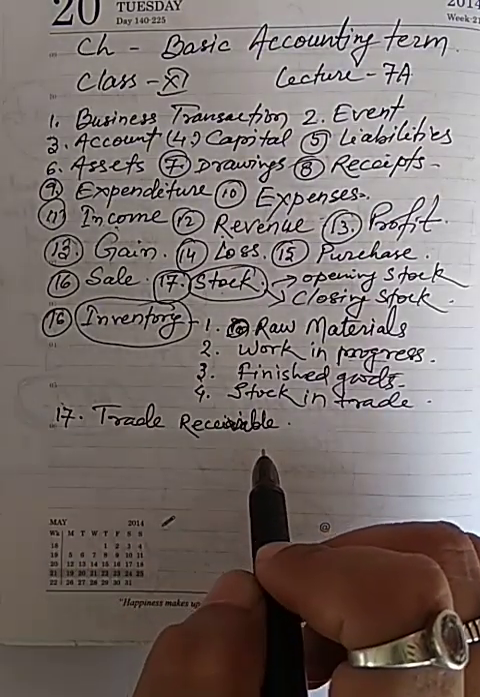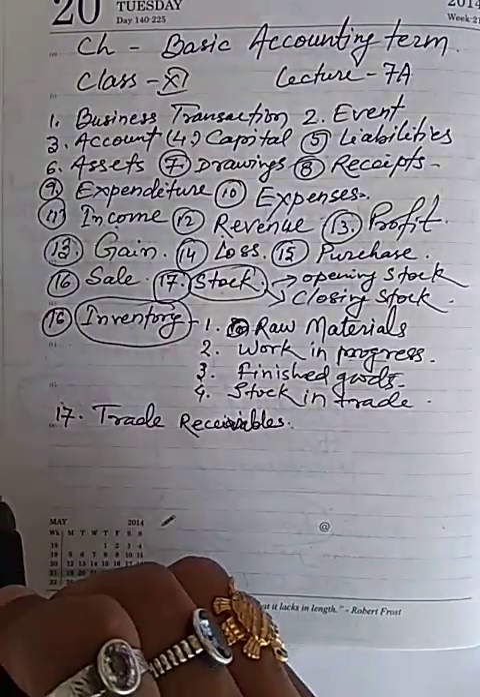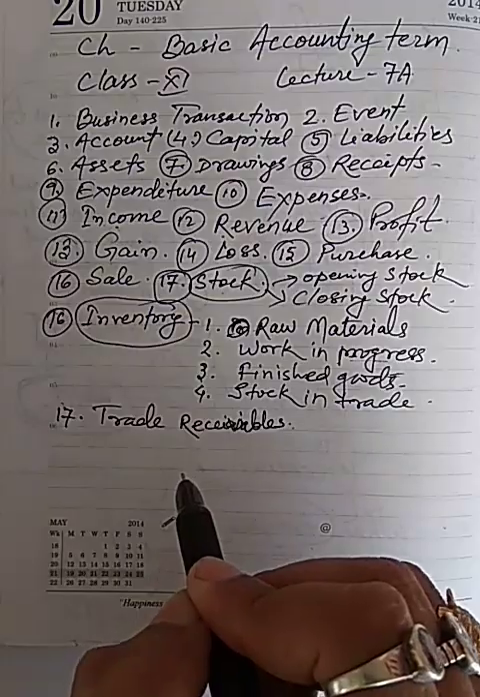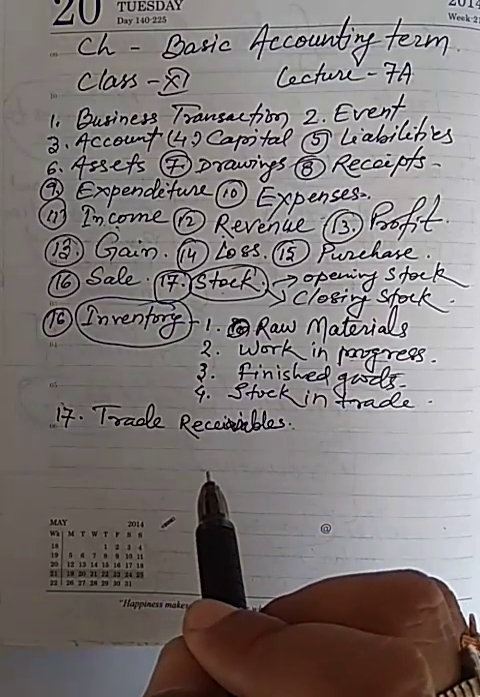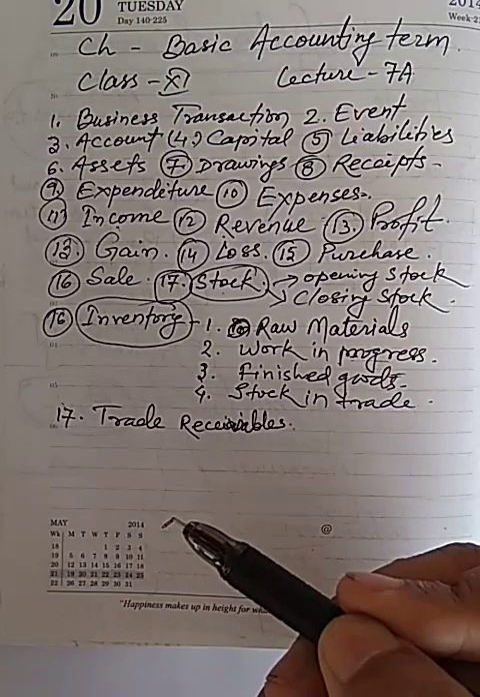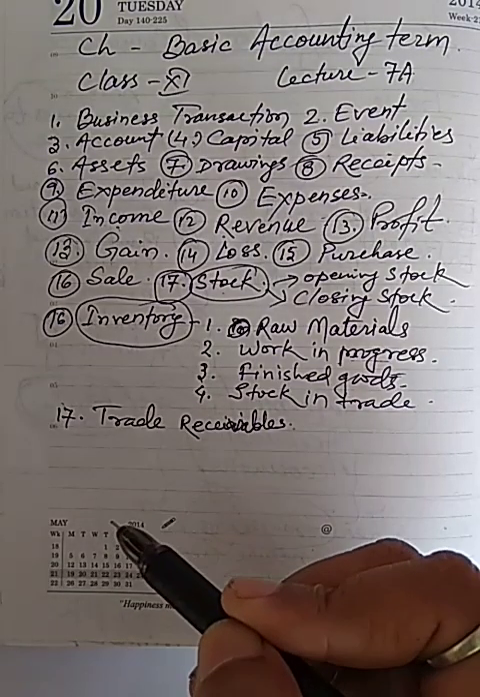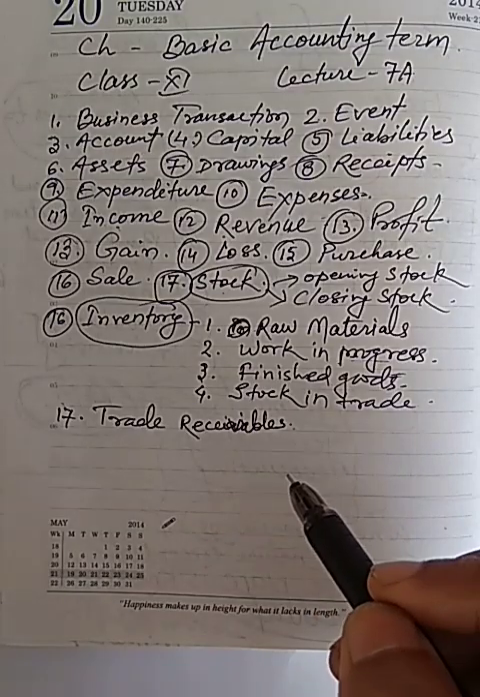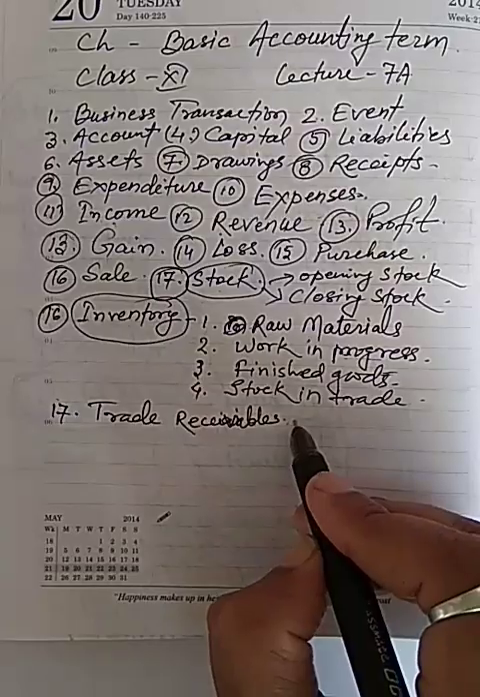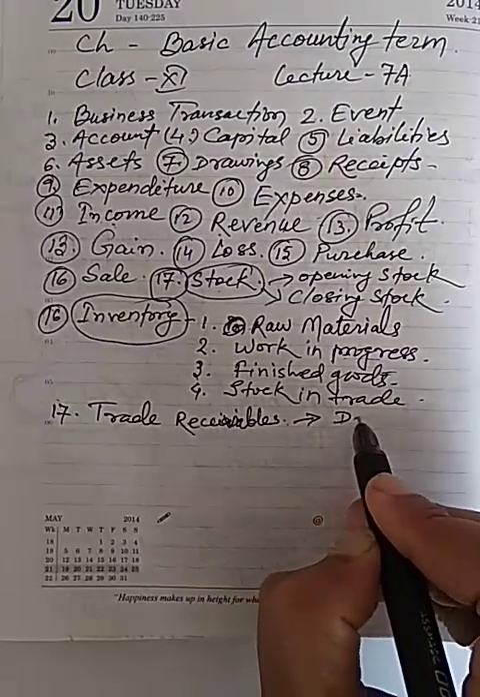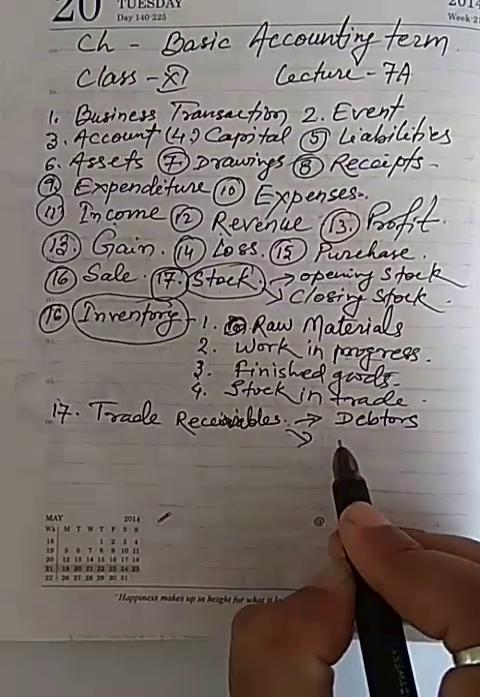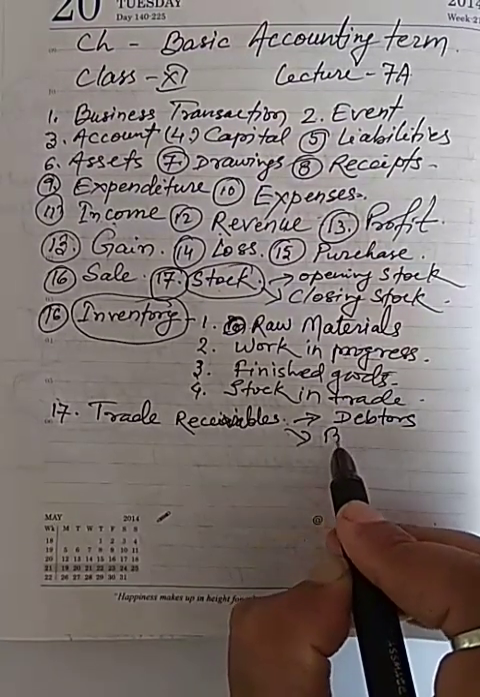Trade receivables. The trade receivable refers to the amount receivable on account of sale of goods or service rendered by the company in the normal course of time. Trade receivable include both first debtor and second bill receivable.